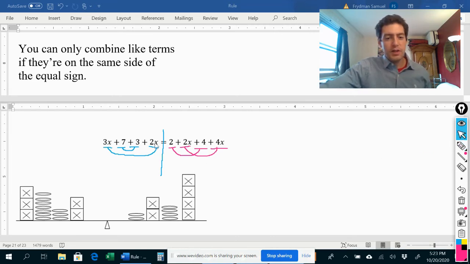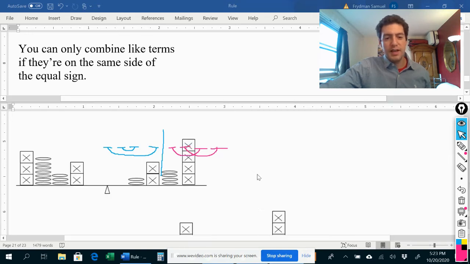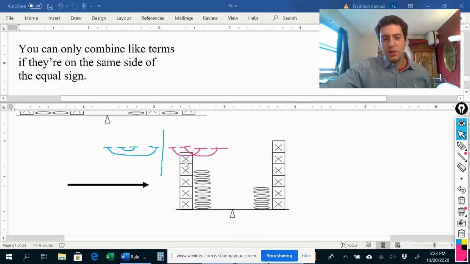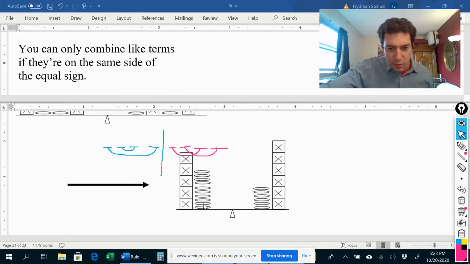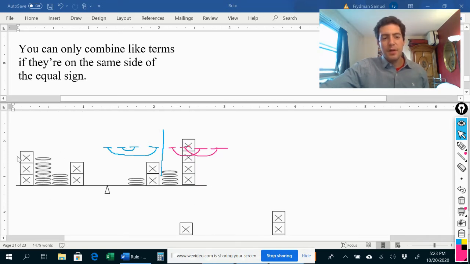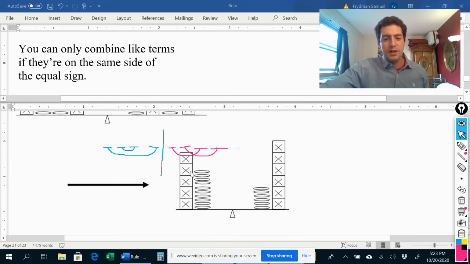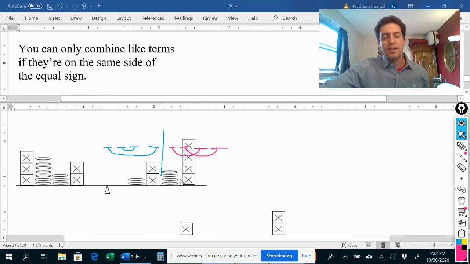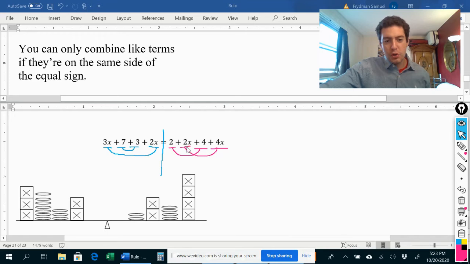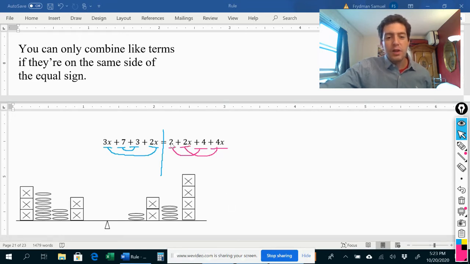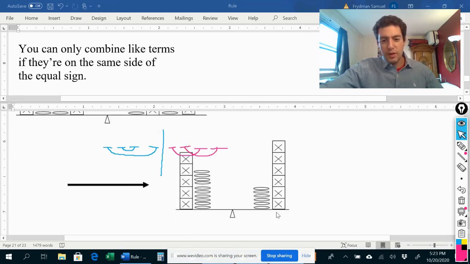we have 3x plus 2x is 5x, and 7 plus 3 is 10. So on the left side, we should have 5x plus 10 stones. And you can count 1, 2, 3, 4, 5, 6, 7, 8, 9, 10. There we go. So we just cleaned this stuff up. We put the x's together and we put the stones together. And then on the other side, we can put the 2x together with the 4x, and that would give us 6 x's. And we can also put the 2 together with the 4, and that would give us 6 stones. And that's what we have on this side now.